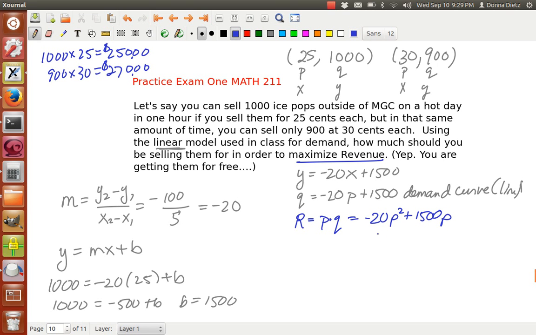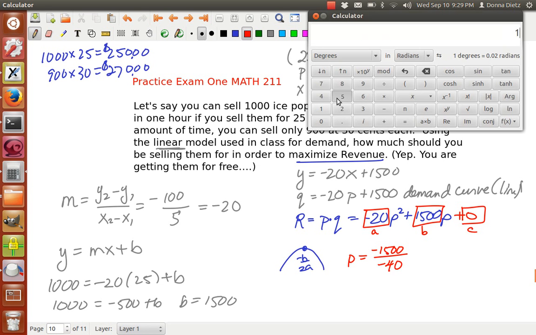Okay, so we want to maximize this, and the parabola has a vertex at minus b over 2a, where b and a are referring to the following. This is a, the coefficient in front of p squared, and b is the coefficient in front of p. And then this is c, but we don't care about that. Okay, so the vertex has to be at p is minus b over 2a.